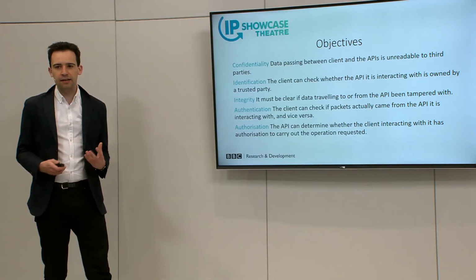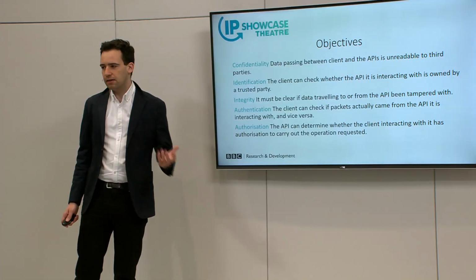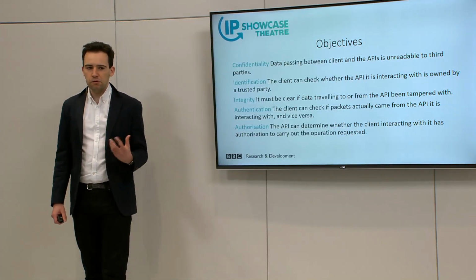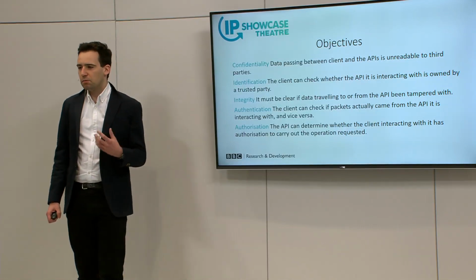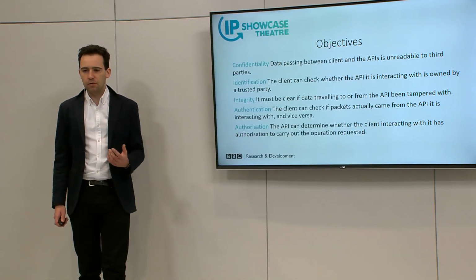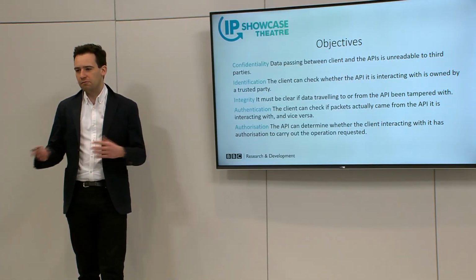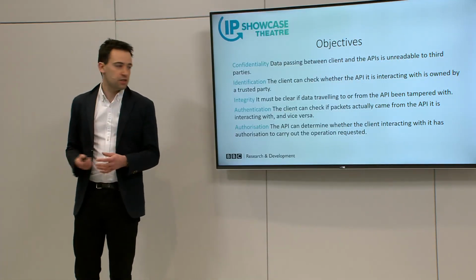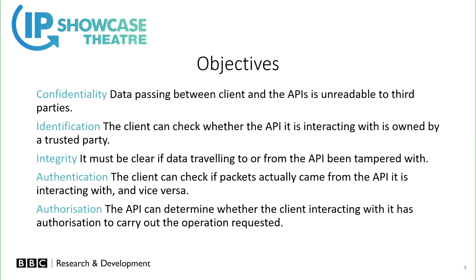Integrity, we need to be able to check that as data is moving around the network, it can't be tampered with in any way. So if you think about an IS-05 routing request, if someone was able to tamper with that as it moved around the network, they could potentially change the way a routing request is carried out and interfere with operations. Authentication.